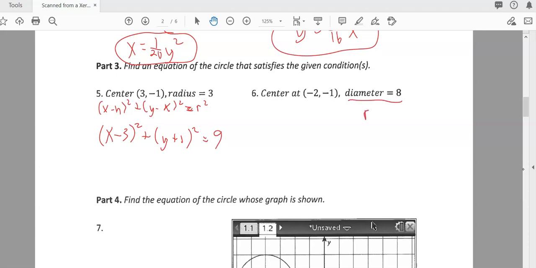Careful on this one, you might want to write the radius, which is 4 there. So this would be (x plus 2) squared plus (y plus 1) squared equals 16. It's a plus.